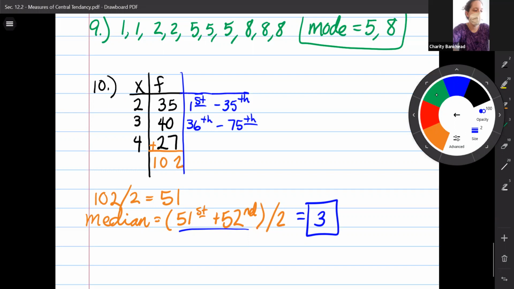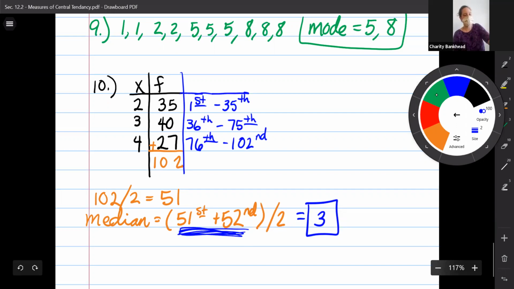Well, yeah, but you still can't just look and say, oh, 2, 3, 4, and 3 is the middle. You can't necessarily do it that way. Well, I could write down that it's the 76th item through the 102nd item. But I don't need to go that far to know my answer, because I only needed to know what item number 51 and 52 were. And once I know that, then I've got the median.